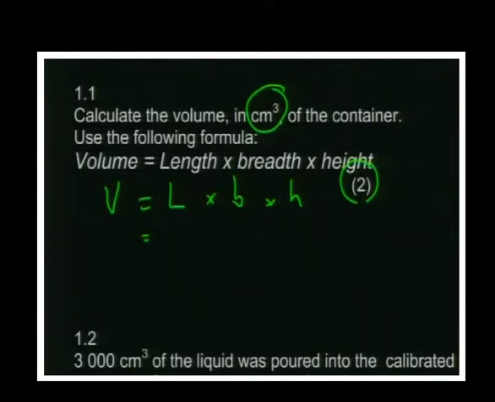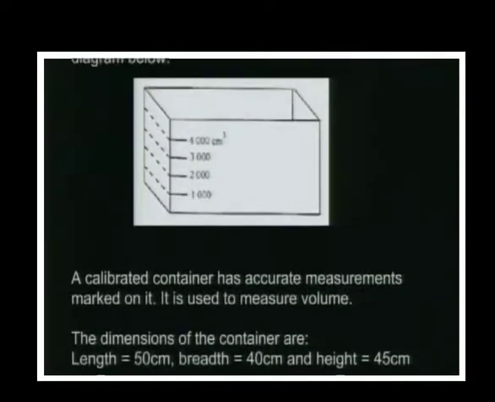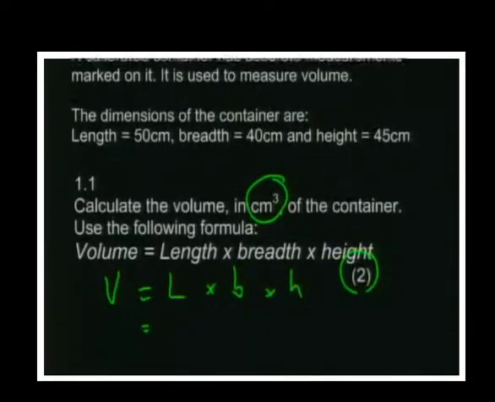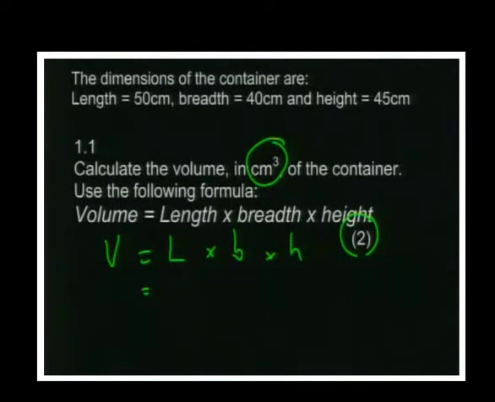Now, what is the length? What is the breadth? What is the height? Well, let's have a look at the question. There it is right there. The length is 50 centimeters, so I'm just going to write 50 centimeters times the breadth. The breadth is 40 centimeters, times 40 centimeters. And the height of my container is 45 centimeters. There it is.